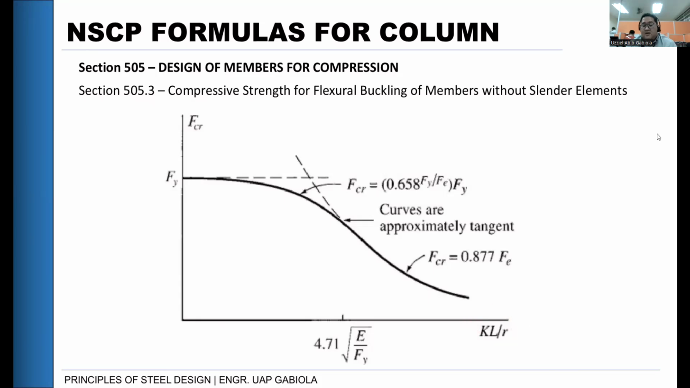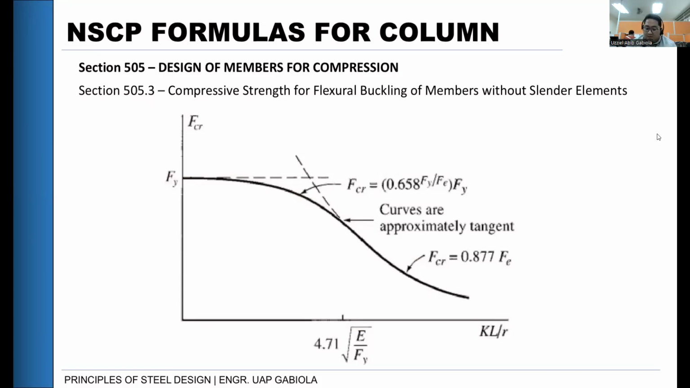Ito yung slenderness ratio natin. So, dito habang lumalaki yung slenderness ratio, anong papansin nyo sa stress? Okay, halimbawa, dito yung slenderness ratio natin, bumababa yung stress natin. So, ibig sabihin, yung load carrying capacity ng mismong member natin, mas bumababa siya kapag tumataas yung KL over R. Ibig sabihin, mas nagiging malambot o madaling mag-buckle yung column natin pag lumalaki yung KL over R. So, the higher the value of KL over R, the lower the value of our stress.